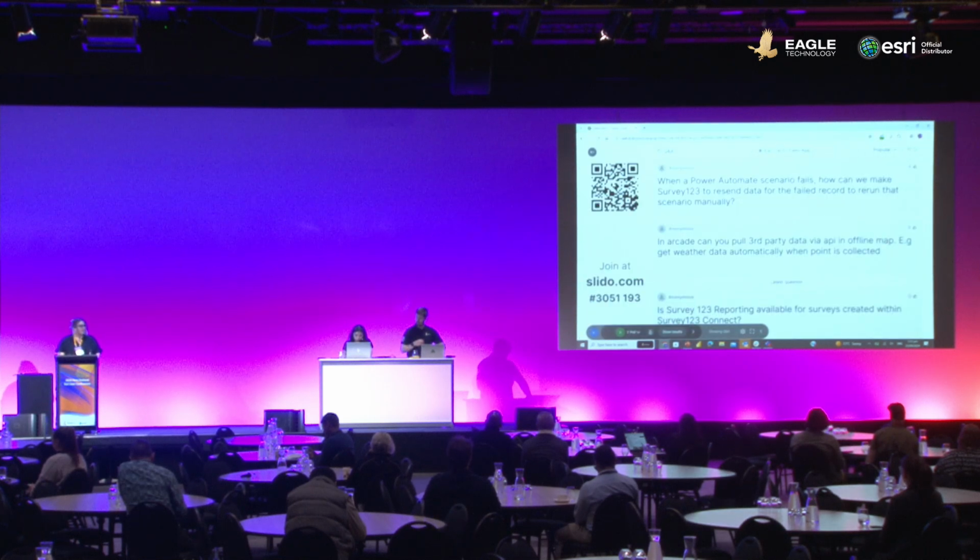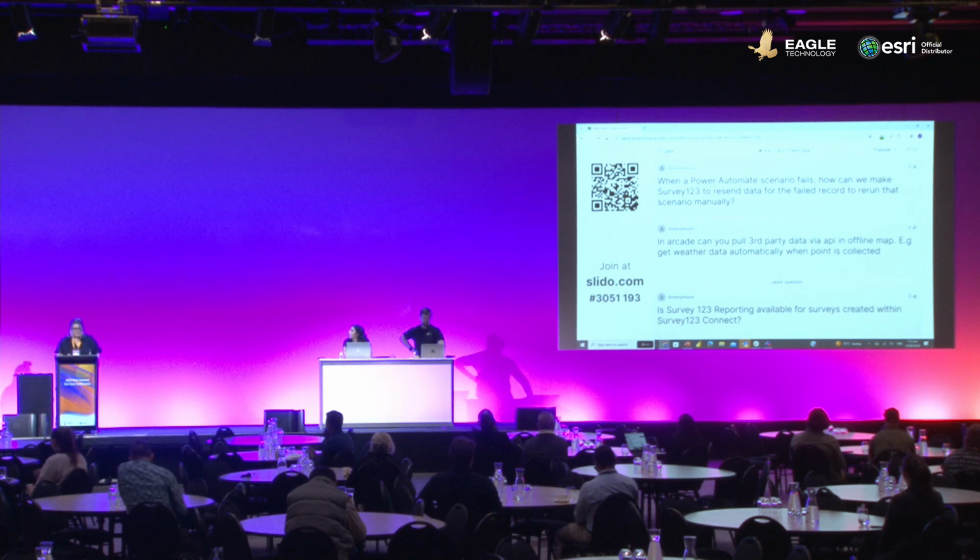But first up, we've got our most popular question I can see in there: when a Power Automate scenario fails, how can we make Survey 123 resend data for the failed record to rerun that scenario manually? Shall we tag team this one?